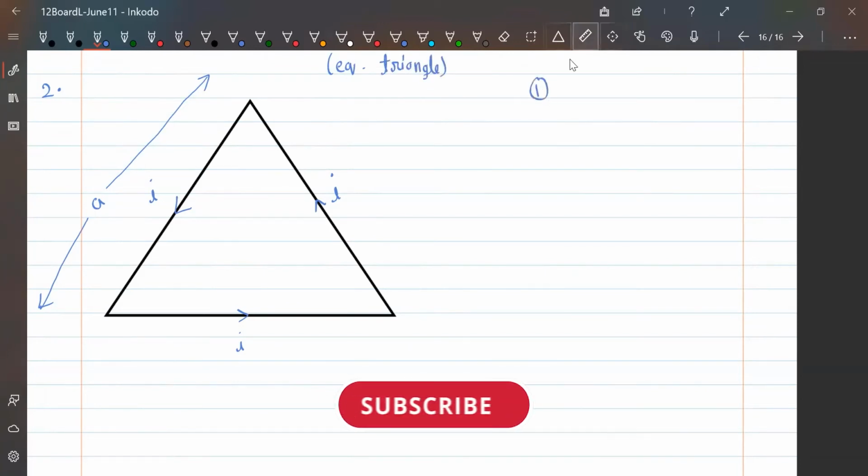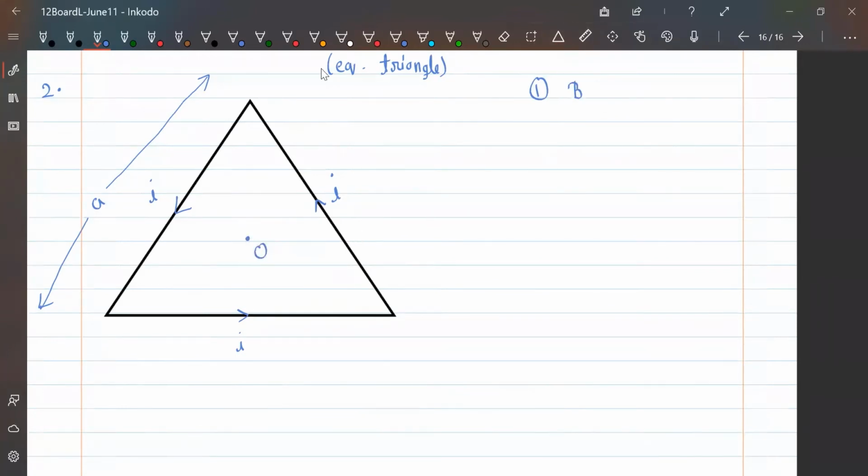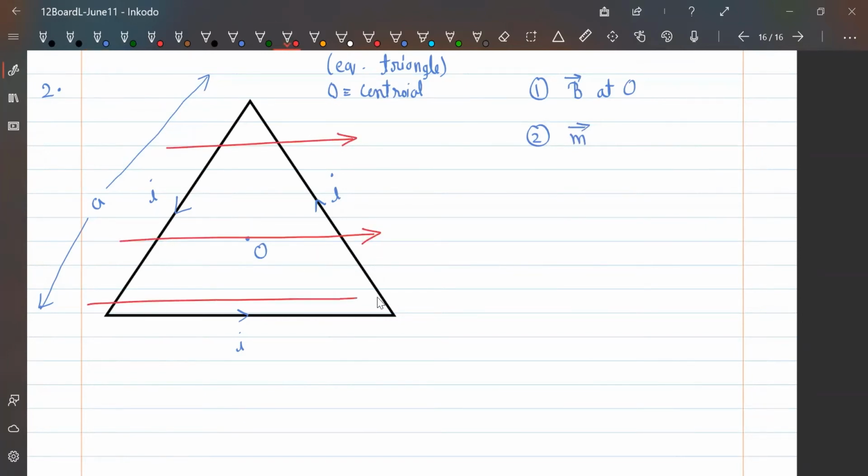So first thing you have to find is the magnetic field at the center O. O is the centroid. And you have to find the magnetic field at O. Then you have to find the magnetic dipole moment. Then it is given that there is an external magnetic field, a uniform magnetic field B naught along the x direction.